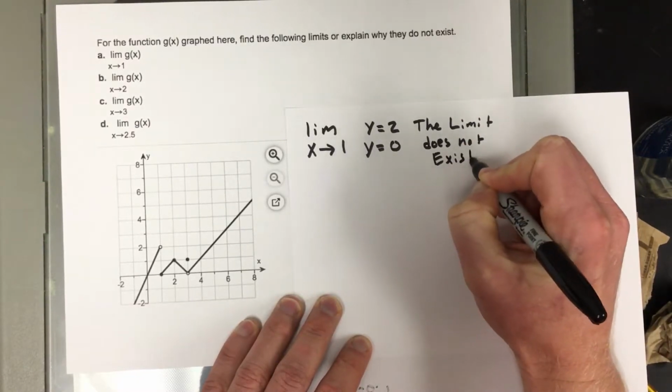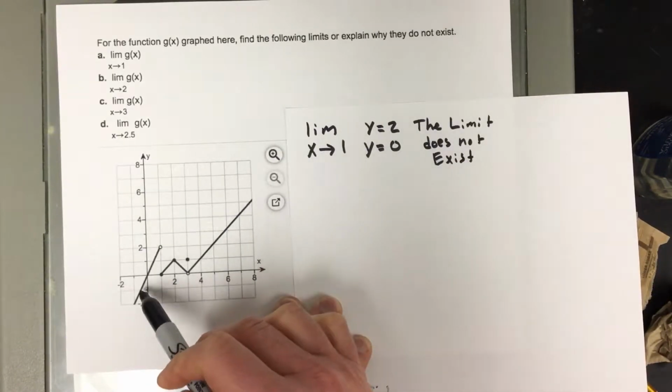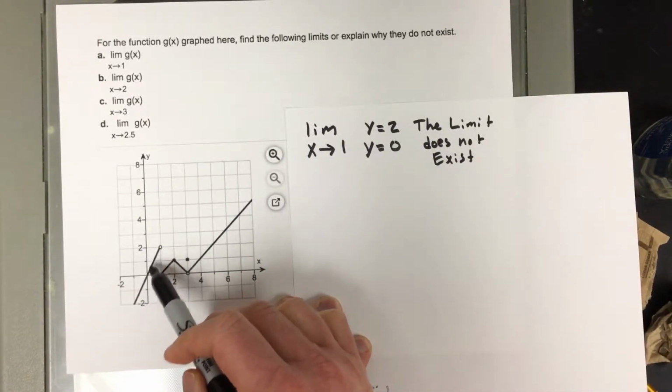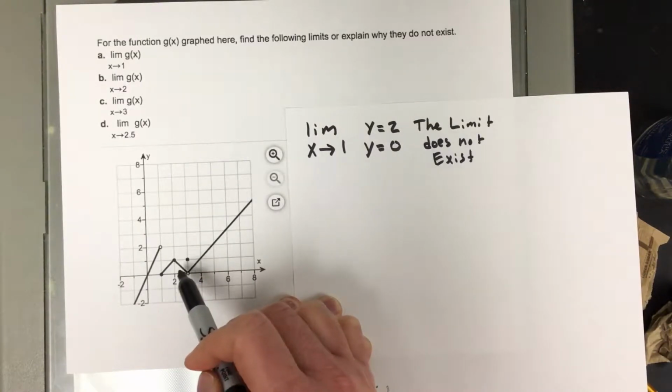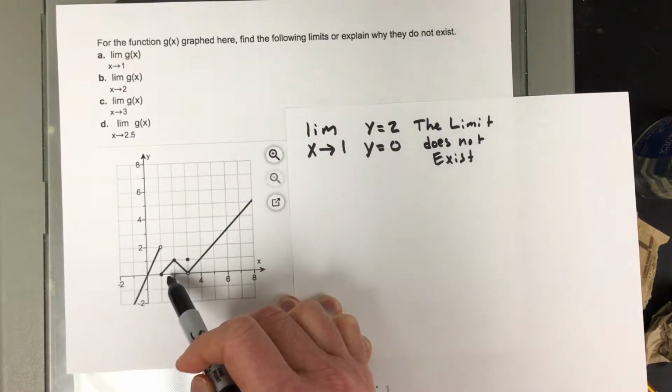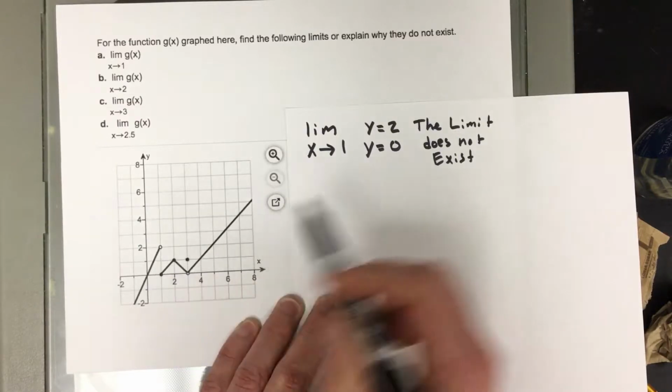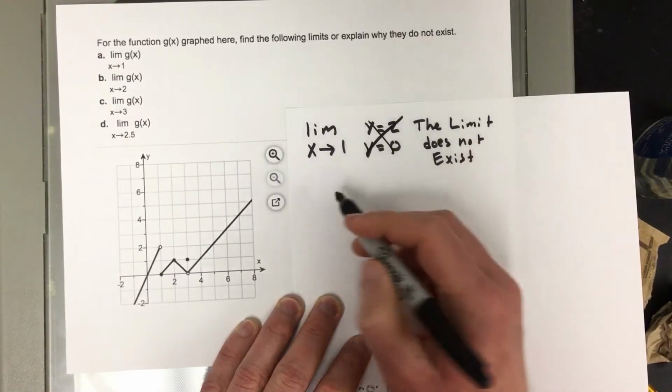And the reason the limit doesn't exist is because as you approach it from the negative side, you get y equals 2, but as you approach it from the positive side, you get y equals 0, and because they're not approaching the same number, the limit does not exist.